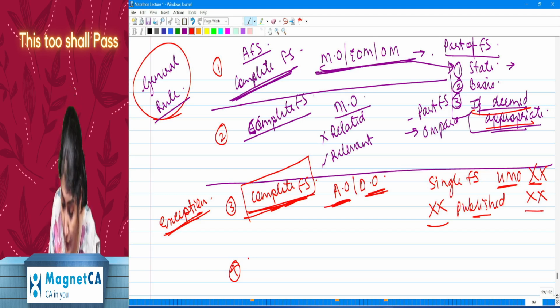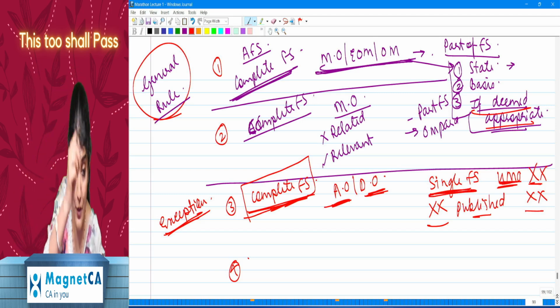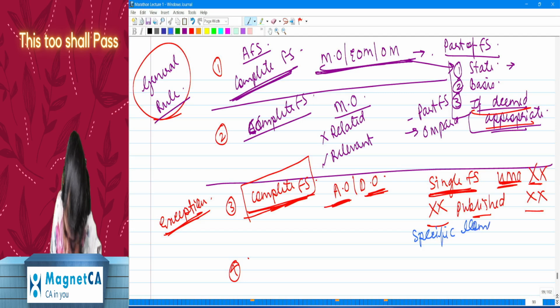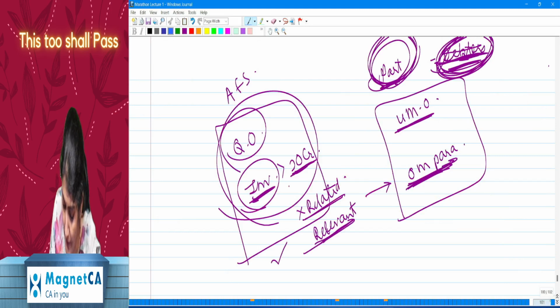An unmodified opinion for a single financial statement can never be issued if the auditor's opinion on the audited statements is adverse or disclaimer. However, what does it say for a specific element? That means for a small part, a specific element, account or item. Still, an unmodified opinion can be issued, provided it is not prohibited by law. They are not published together and it does not constitute a major portion, right? Then it says for a specific element, account, item, you can still issue an unmodified opinion.